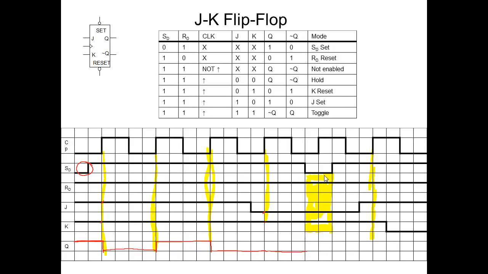This big highlighted area means SD went low, so if SD goes low, it sets the flip-flop. And then we've got two highs, so it's going to toggle. So that's what our output is going to look like.